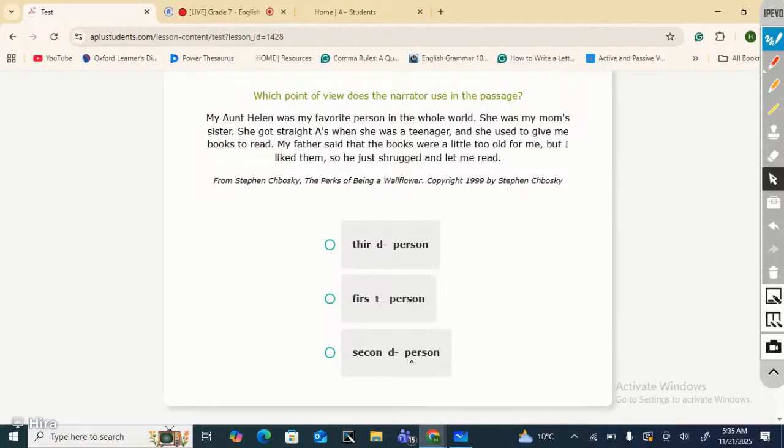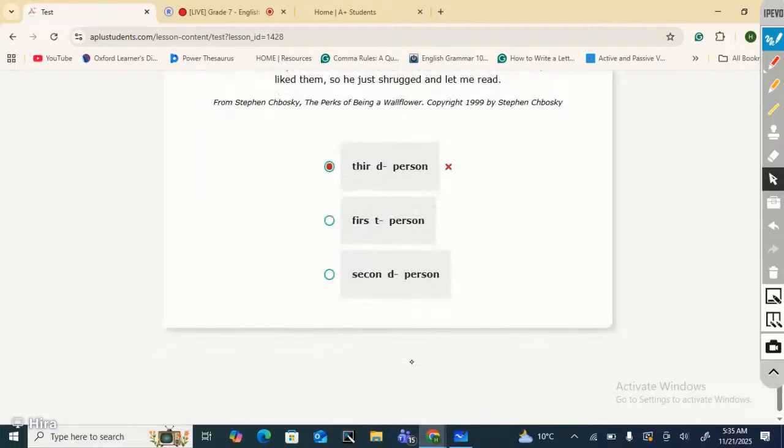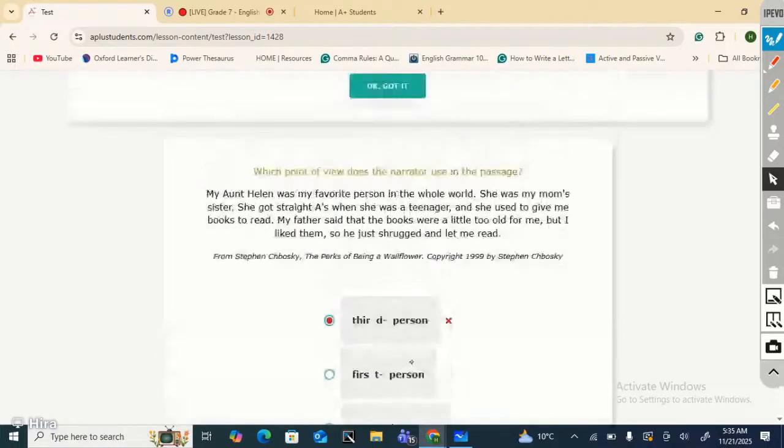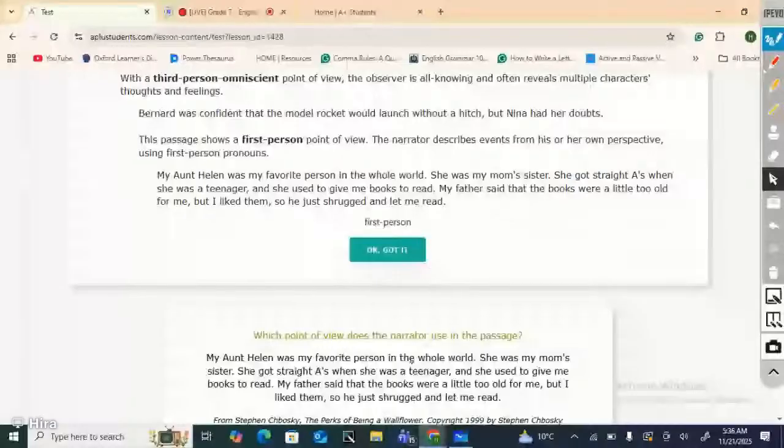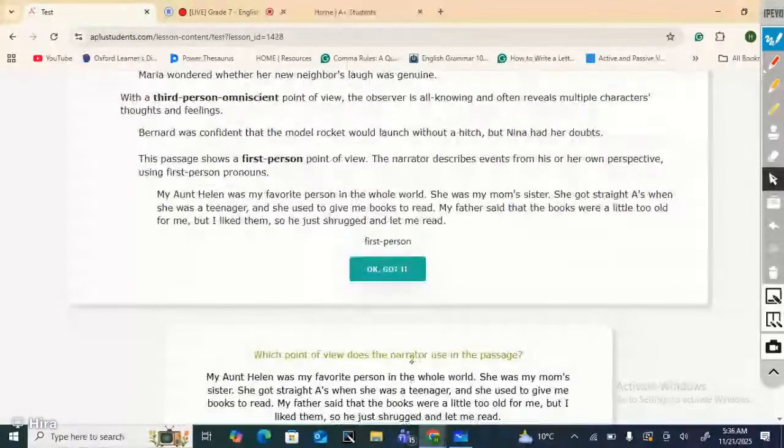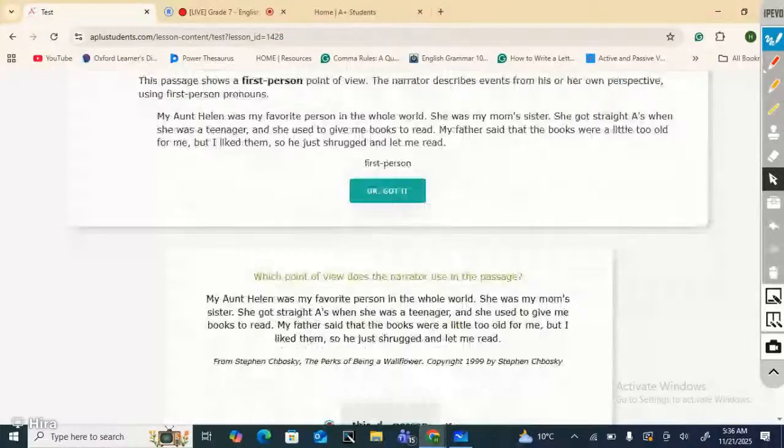Again, we can see the names are mentioned, names of people. Third person pronoun she. See? So, which point of view? Third person. No? Why not? Let's find out. Let me tell you why it is not third person.